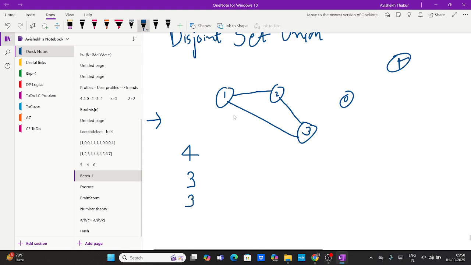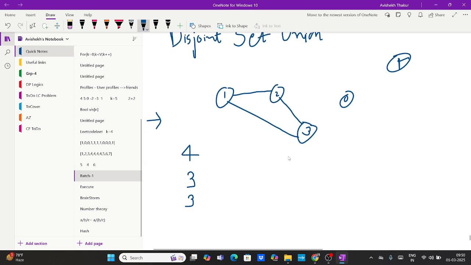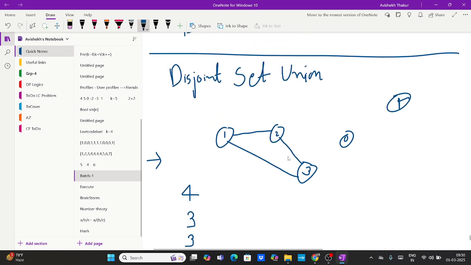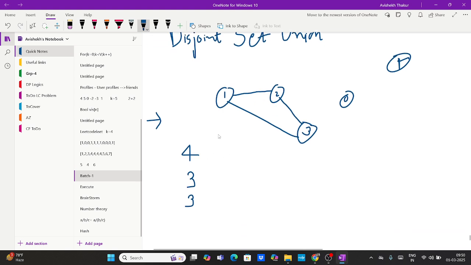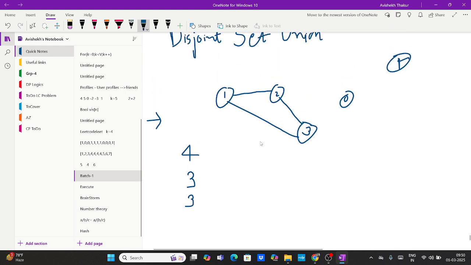So I'll be throwing you a number of queries. In each query, I'll give you two nodes. You have to join them, and at random I will ask you how many components are available, so you have to report how many components are currently available in the graph. This is the inspiration problem. Now, how will you do brute force? Can anyone let me know?